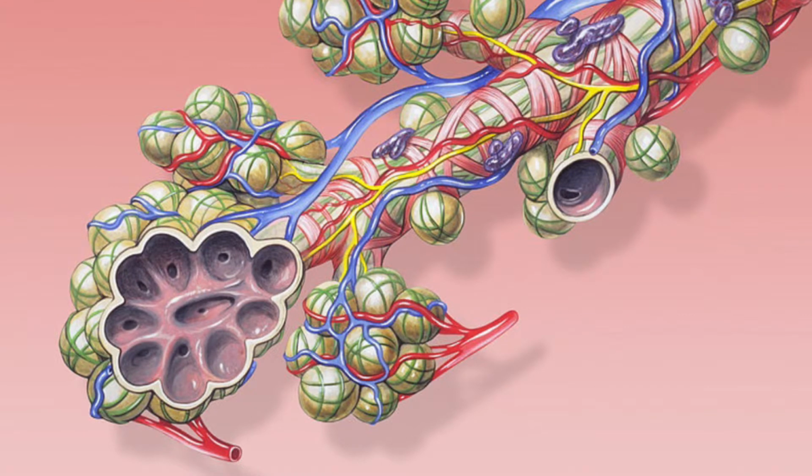Alveoli are structures which are part of the respiratory system. They are small sac-like structures present in the lungs in which the important process of gaseous exchange takes place. The exchange of gases takes place between the lungs and the bloodstream.